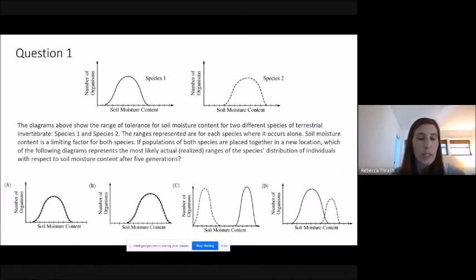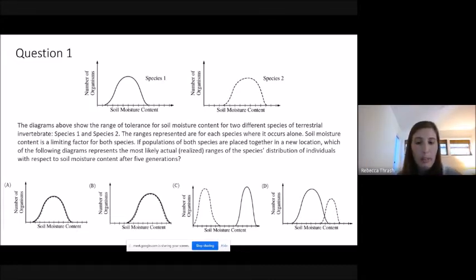So let's get into some questions on these 3 topics. Question 1. The diagrams above show the range of tolerance for soil moisture content for 2 different species of terrestrial invertebrate, species 1 and species 2. The ranges represented are for each species where it occurs alone. Soil moisture content is a limiting factor for both species. If populations of both species are placed together in a new location, which of the following diagrams represents the most likely or actual range of the species distribution of individuals with respect to soil moisture content after 5 generations?